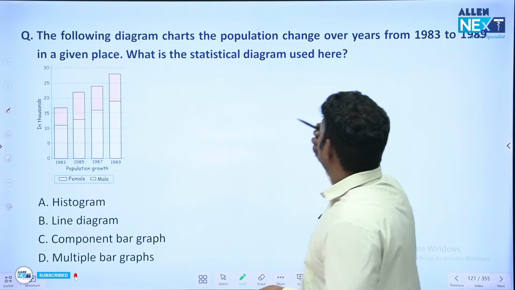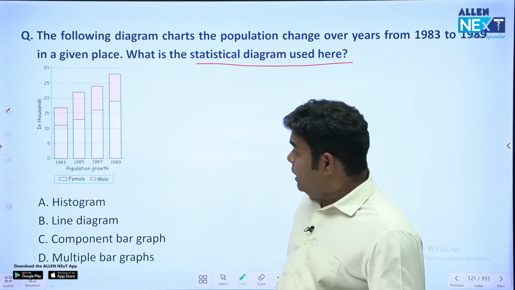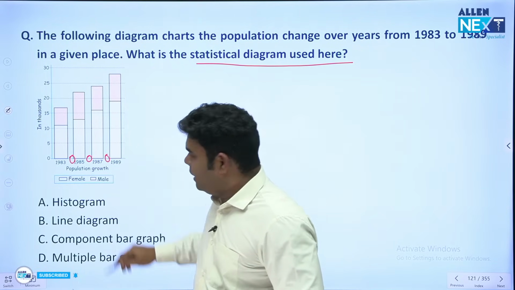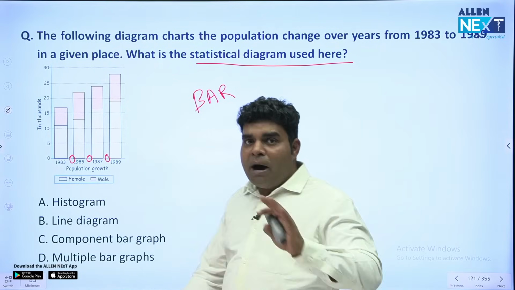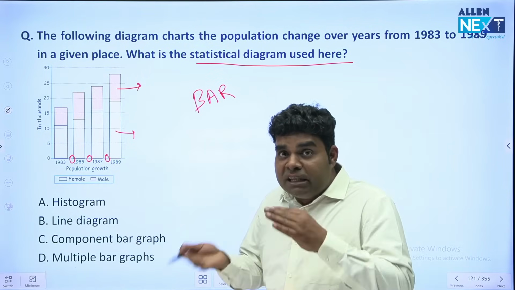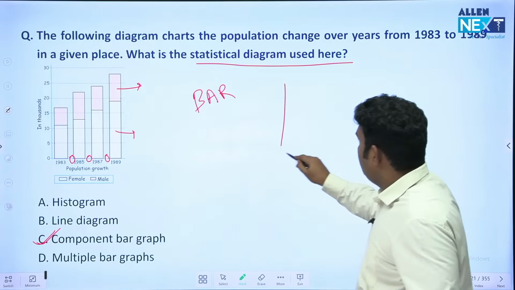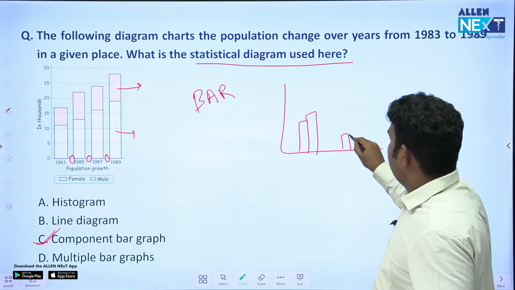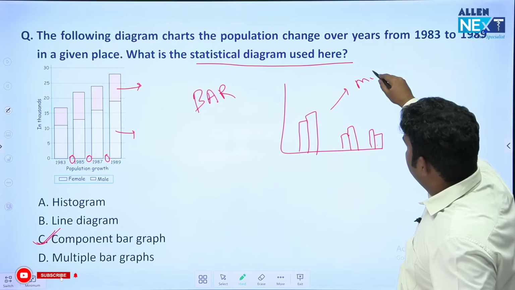The following diagram charts the population change over years. Which statistical diagram is this which we are using here? So the first thing is, if you find a gap again and again, it is definitely a bar diagram. And in the bar diagram, if there is one color of plot and one color above it, one above another, it is a component bar diagram, option C. But if you find a plot in which there are two graphs and then some gap, then again two graphs and then some gap, and again two graphs like this, this is known as multiple bar.